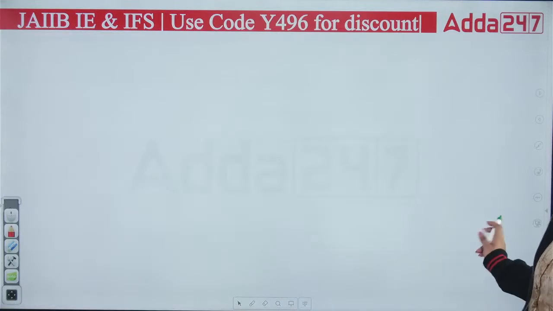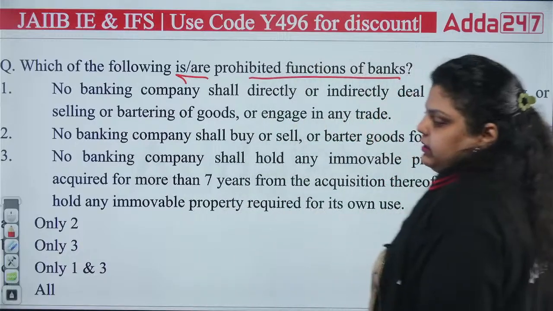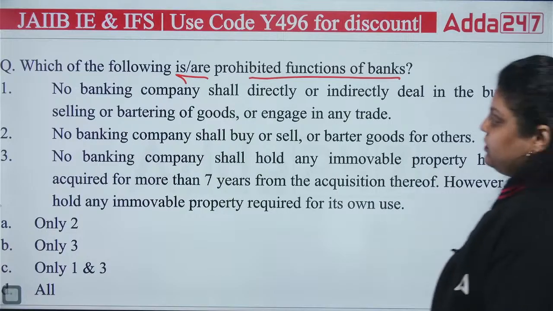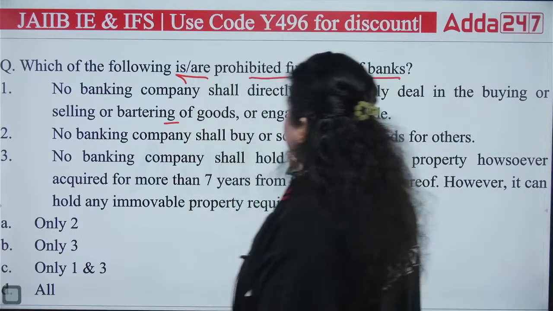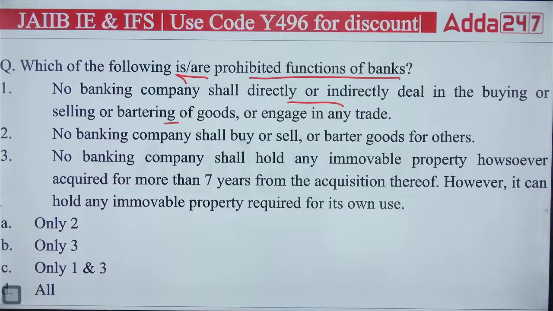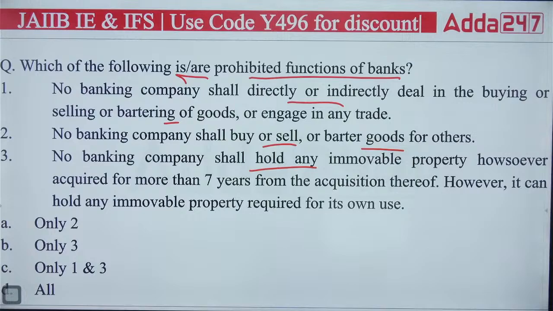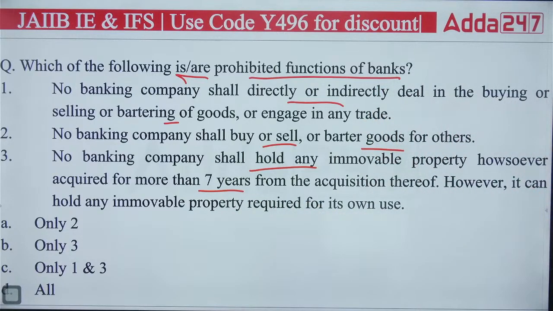Okay. Now the next question we have: which of the following is a prohibited function of banks? So banks have been prohibited under certain sections from performing certain functions. What are the options? First is saying no banking company shall directly or indirectly deal in the buying or selling or bartering of goods and engage in any trade. Second, no banking company shall buy or sell or barter goods for others. Third, no banking company shall hold any immovable property, howsoever acquired, for more than 7 years from the acquisition thereof; however, it can hold any immovable property required for its own use.